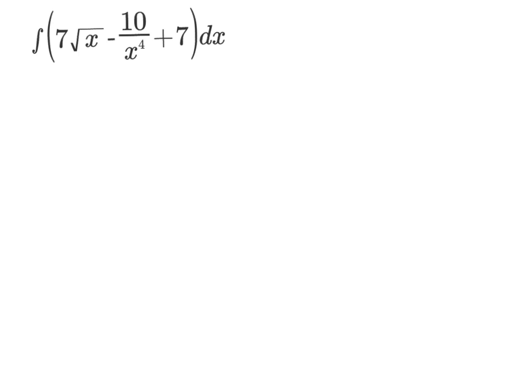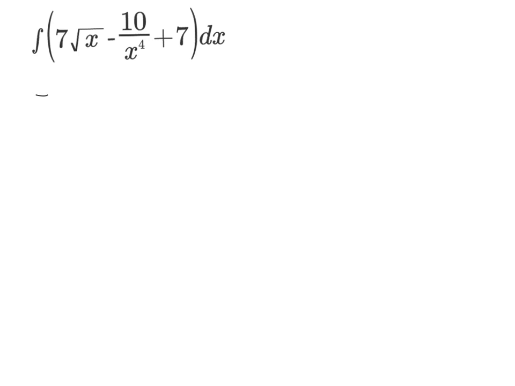Okay, so here's problem number 2 on your guided practice. This says the integral of 7 square root of x minus 10 over x to the fourth plus 7 dx. Okay, so the first thing that we need to do before we start to use the power rule is to get this into a form where we can actually use the power rule.